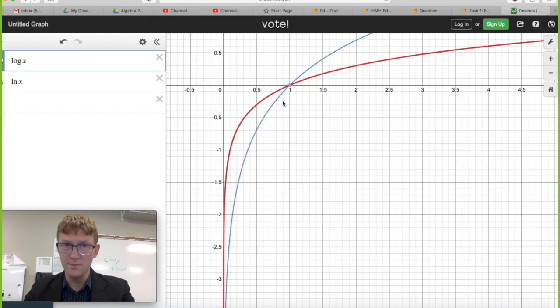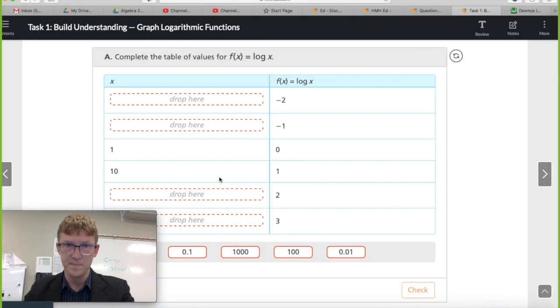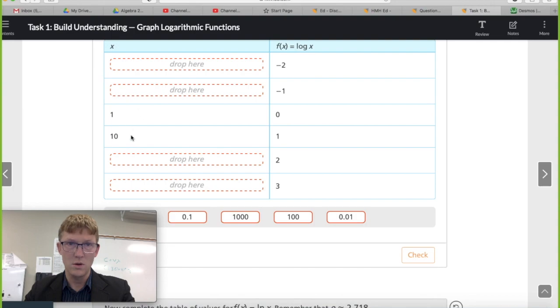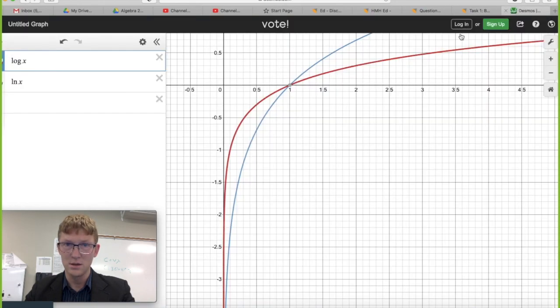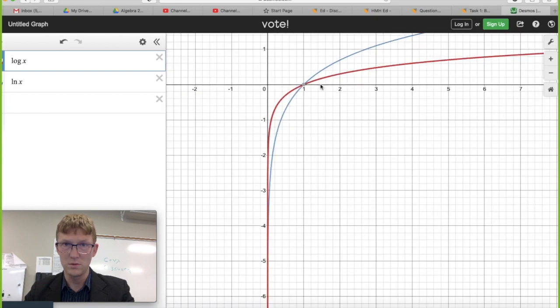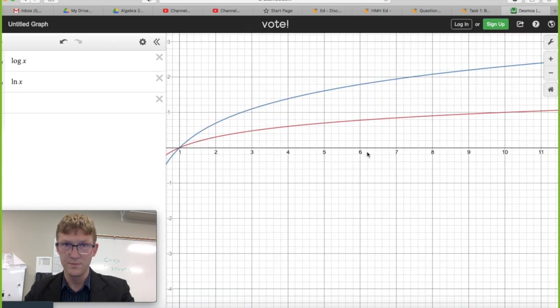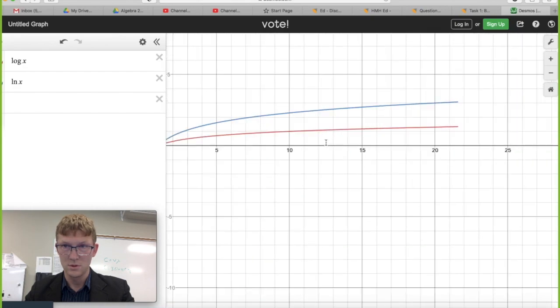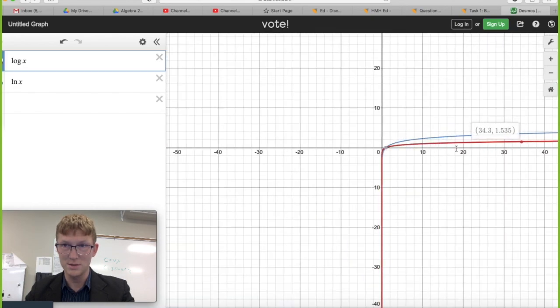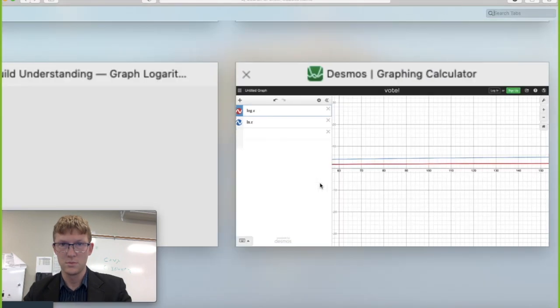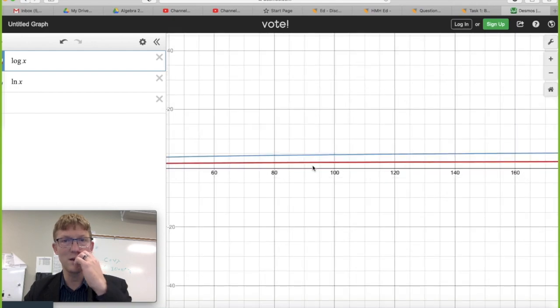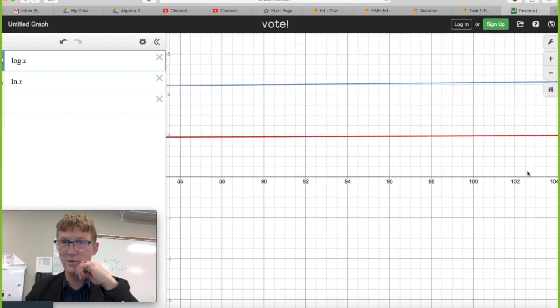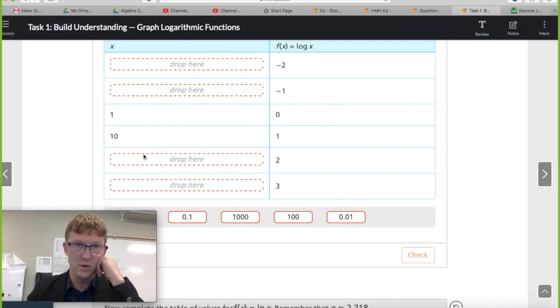Then our -1 is going to be 0.1. And then 1, 10, let's check 2. When is this red line going to cross 2? That's really big, isn't it? You can see that the x values here are dramatically increasing. So this would be 100, and this would probably be 1,000.